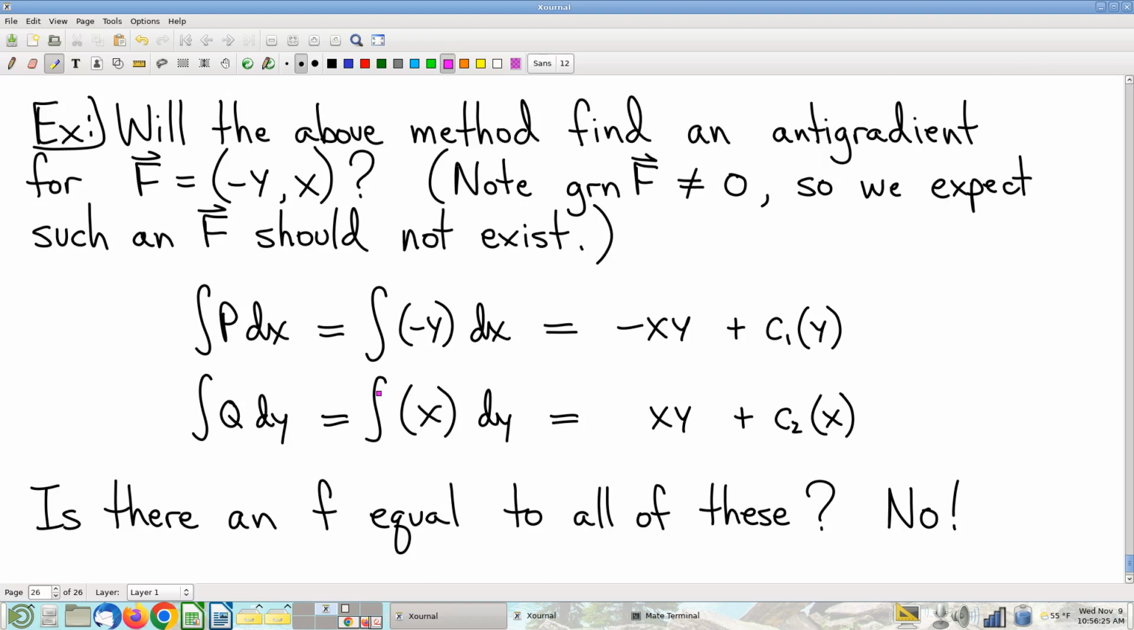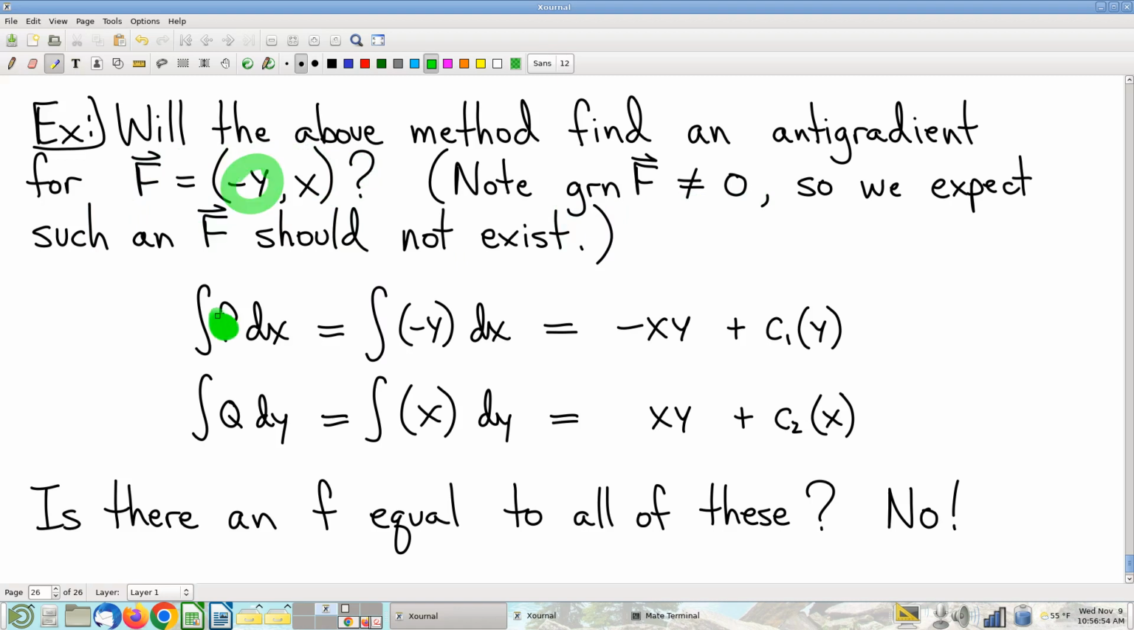So, an easy example of that sort of a failure. Now, we've already seen that this vector field, Green's operator is not 0. There should not be an antigradient here. This is not a gradient of anything. Right? This is a circulating vector field. It can't be a gradient. So what would happen if we tried to find the antigradient that we know does not exist?